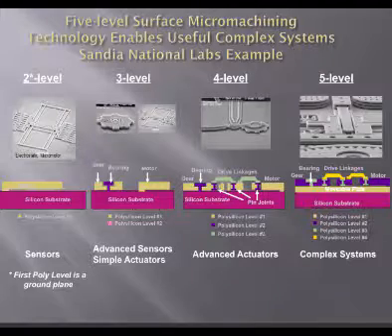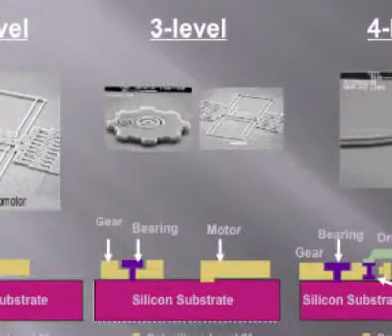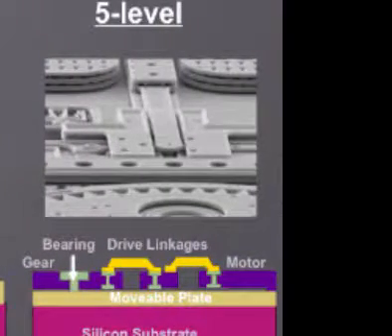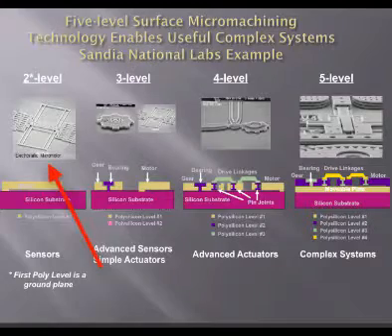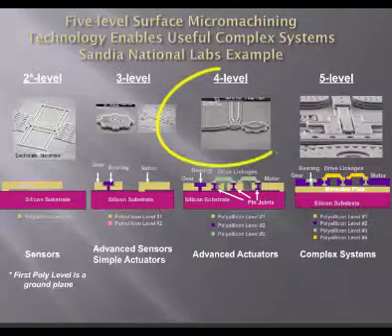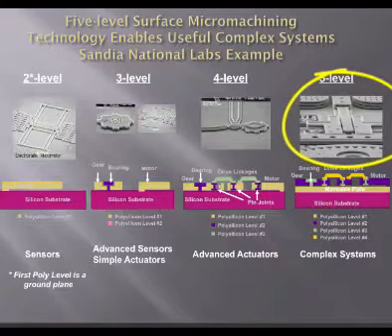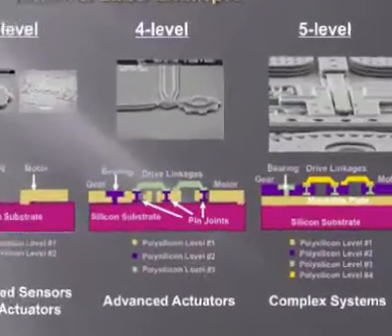Then if you have a third layer, you can do things like hubs and pin joints. Things can spin. If you add a fourth layer, you can do even more. And a fifth layer, you can make very, very complex systems. I think we're going to be on the 3 or 4 layer process. This has 1 layer that moves, this has 2 layers that move, this has 3 layers that move. I think PolyMUMPs is here. And the Sandia SUMMiT 5 has 4 moving layers. But they called it 5 because everybody else said, hey, if I have 1 moving layer, that's 2 layers.